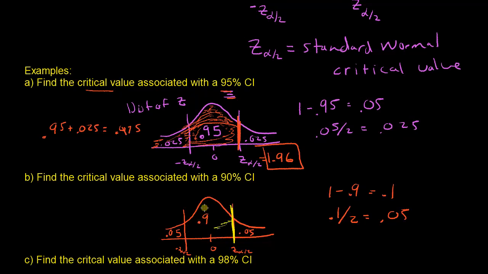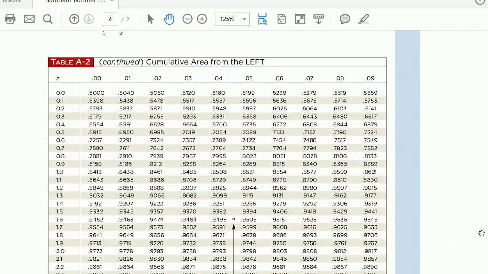Okay. So right now I'm trying to find what is this cutoff here. So if I'm looking at my table, I want to look up where the area behind this number is going to be 0.9 plus 0.05, which is 0.95. Okay, so I want to look up 0.95 in the table to find this z-value. All right, so let's go ahead and do that. Let's look at our table. So we're looking at the table for 0.95.